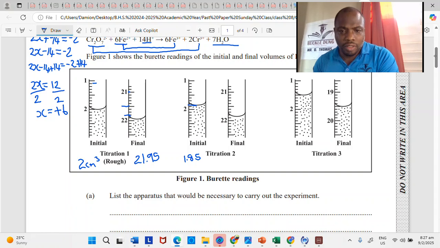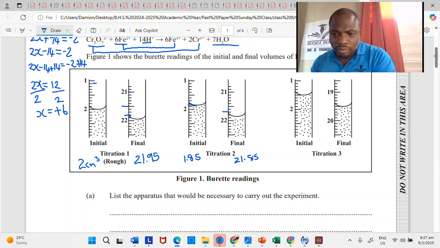So this one, 21.75? Why do we say 7? Because, sir, it's 5, it's 6, it's 7 here. So go on again. Oh, it's 21.85. 21.85. Beautiful.